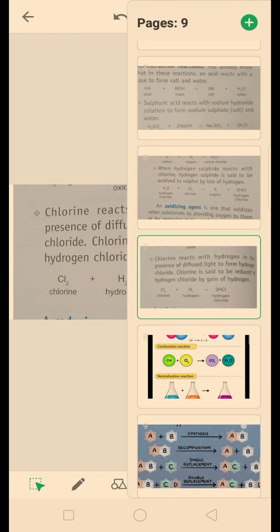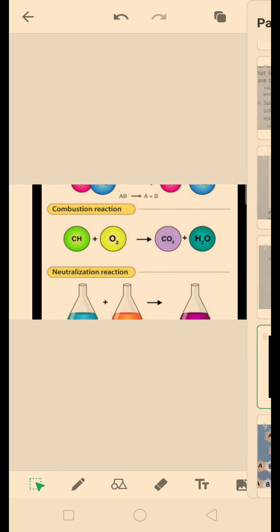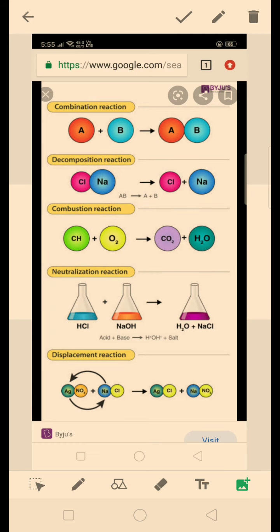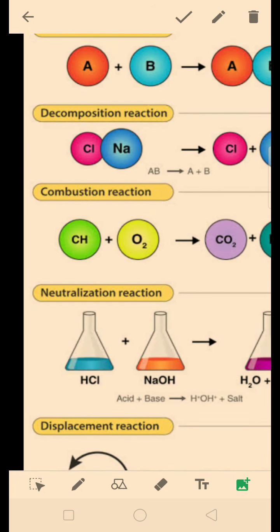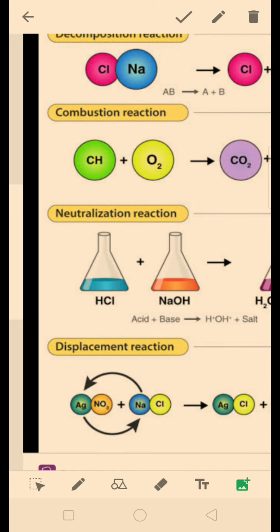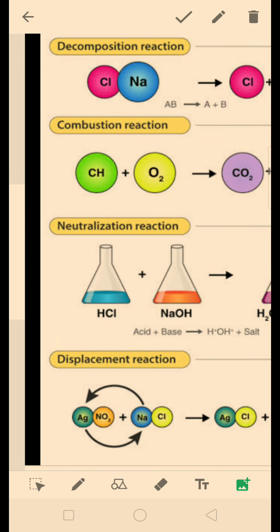Now you can see here a combination reaction, a decomposition reaction, and combustion, in which there is addition of oxygen to form carbon dioxide and water. We have also studied neutralization and displacement. I hope by the end of this video you have understood all the different types of reactions.